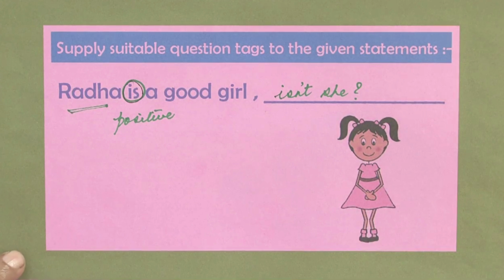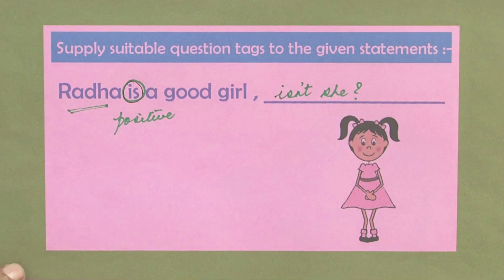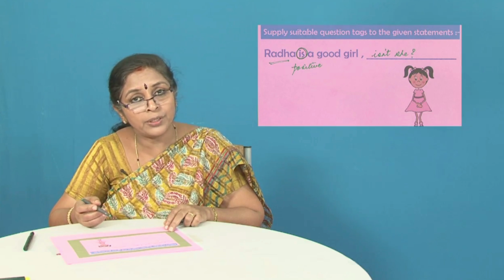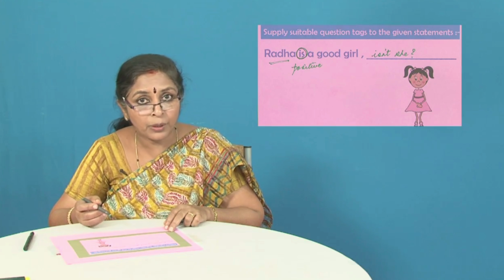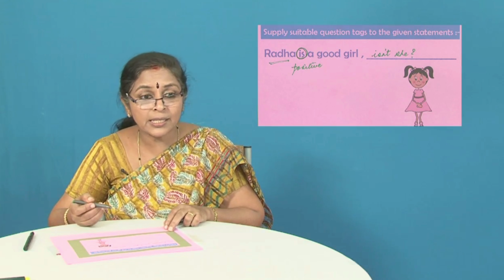Now Radha is a proper noun. Why do I say Radha is a proper noun? Because it's a name of a girl. So since Radha is the name of a girl, you are not going to say isn't Radha. You will have to say isn't she. So the proper noun has to be changed into its pronoun. Since Radha is a girl, you will use the pronoun she. I hope you have understood that. Now let's move on to the next example.